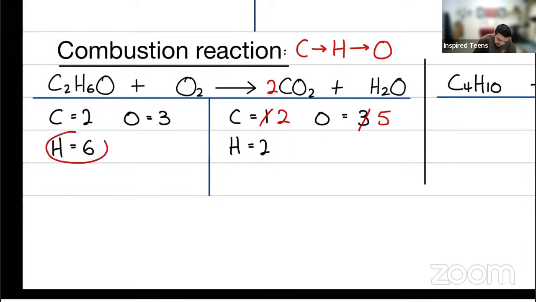So on the left hand side, there's 6 hydrogen. On the right hand side, there's 2 hydrogen. So we multiply this hydrogen by 3 to get to 6. So multiply this by 3 to get to 6. That changes this to 6. So now carbon is happy, hydrogen is happy.